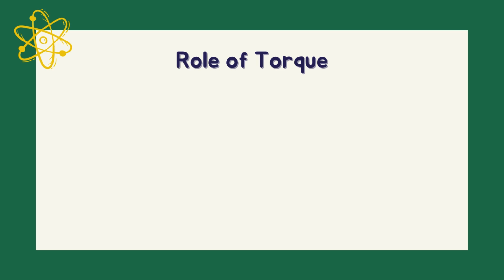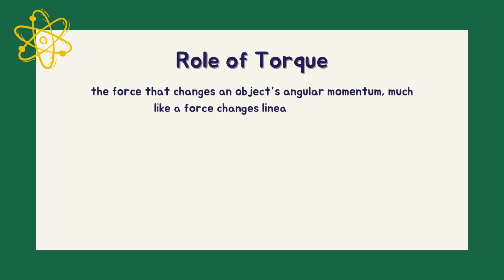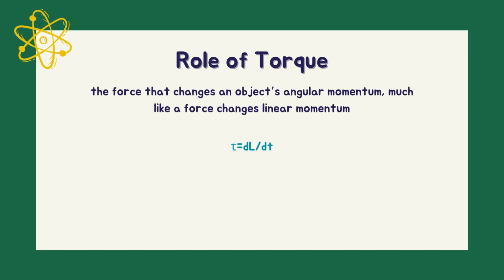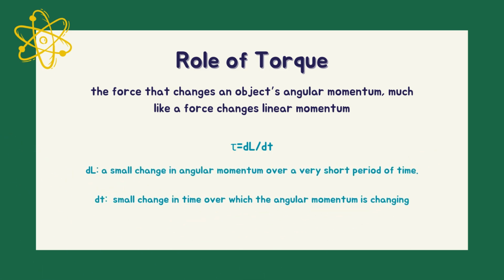To understand what torque is, we have to understand what it does, essentially. In all, torque is a force that changes an object's angular momentum, much like a force that changes linear momentum. It can be broken down into this formula, which is denoted as torque is equal to the change in angular momentum over the change in time. It essentially states that torque is the rate of change of angular momentum with respect to time.